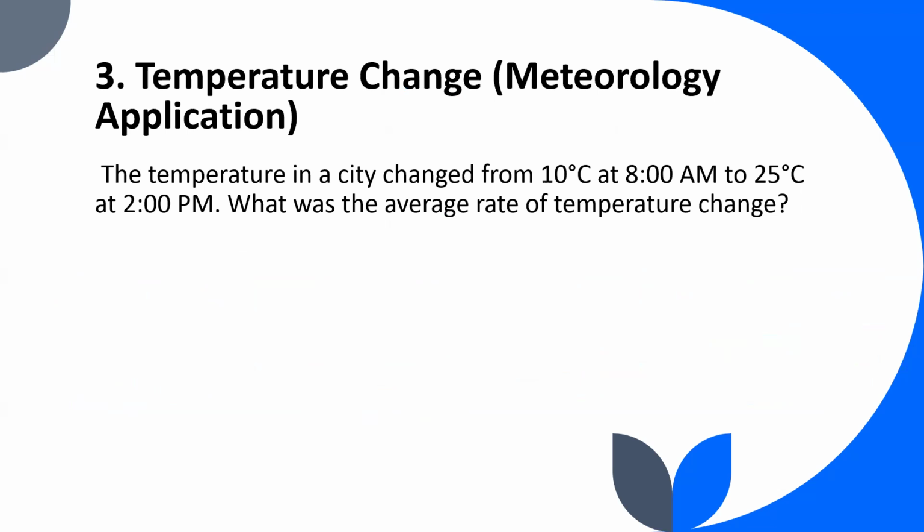Meteorology application. Temperature change. The temperature in a city changed from 10 degrees Celsius at 8 a.m. to 25 degrees Celsius at 2 p.m. What was the average rate of temperature change? Okay. Well, this is where it gets a little tricky, right? So we have 8 a.m. and 2 p.m. How many of y'all know what military time is? Yeah, military. Military time allows for us to actually mathematically calculate this time over change.